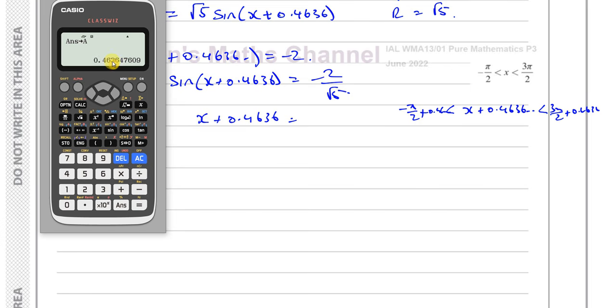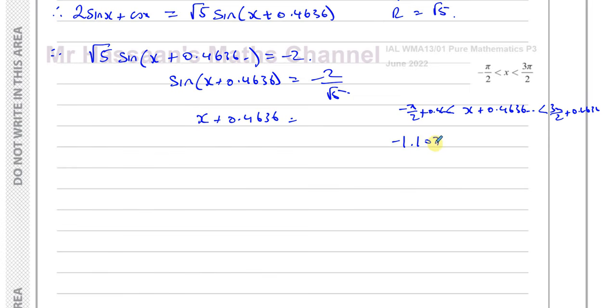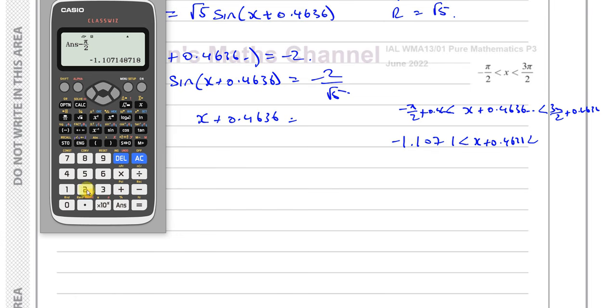So I'm going to just find out what the limits are. I have to add this to negative pi over 2, or it's the same thing as saying this minus pi over 2. And that gives me negative 1.1071. That's as far as I can go in this direction. And in that direction, I can go as far as 3 pi over 2.